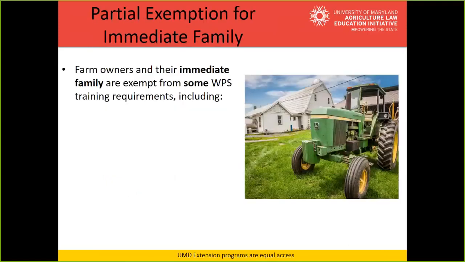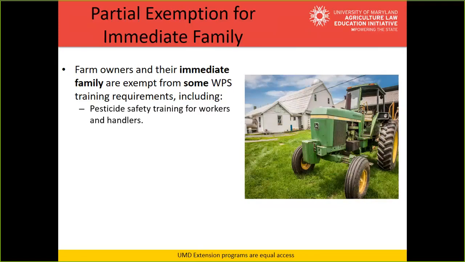The next thing we're going to talk about is family. It's important to understand there are partial exemptions for immediate family members. The exemptions in the worker protection standard context are for people, not for the farm. So you have to analyze each person. Farm owners and their immediate family are exempt from some of the worker protection standard training requirements, not all. And I highlighted immediate family there because you've got to be careful. There is a narrow definition of immediate family.